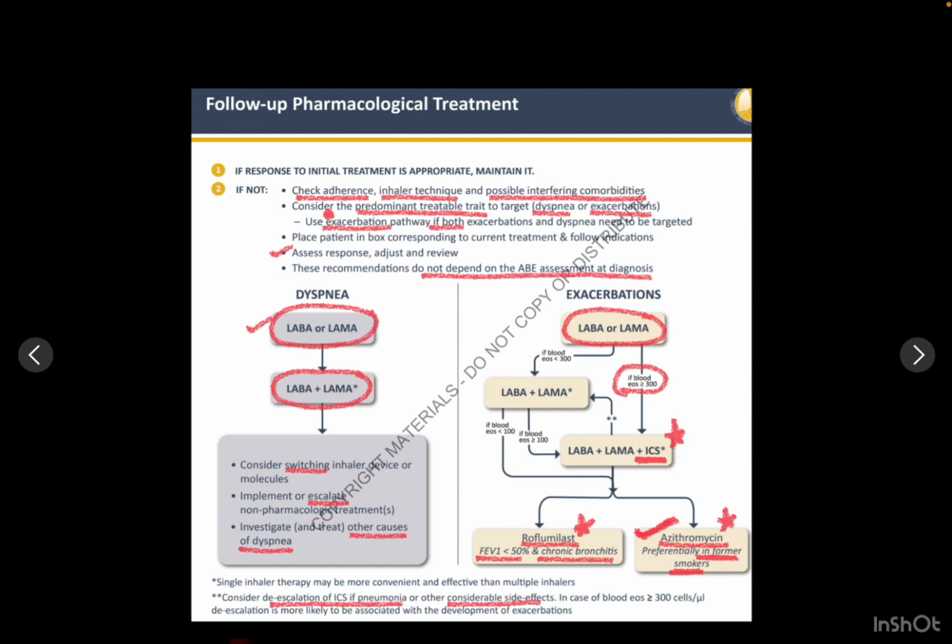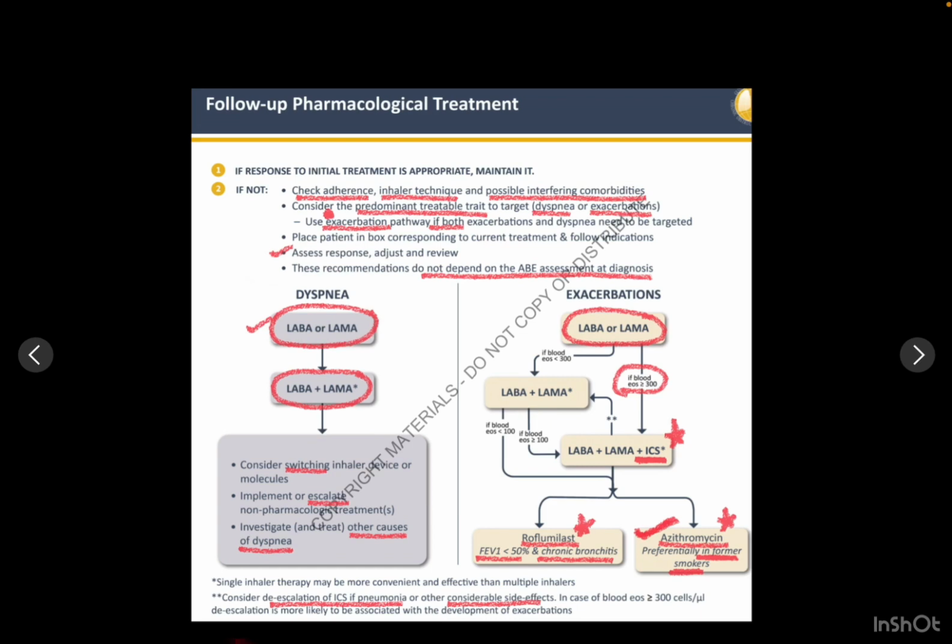So how to follow up? If the response to initial treatment is appropriate, then we have to maintain it, nothing to do. If the response to initial treatment is not there, then we have to check the adherence, inhaler technique, and whether possible interfering comorbidities are there or not. Then consider the predominant treatable trait, whether it is dyspnea or exacerbation. If both exacerbation and dyspnea are there, then we have to consider exacerbation first. So according to that we have two lines of treatment.